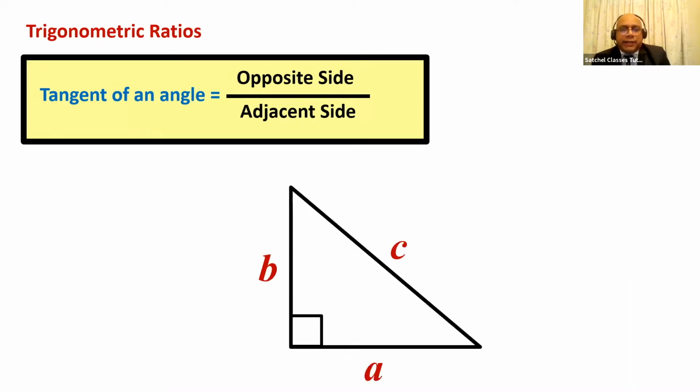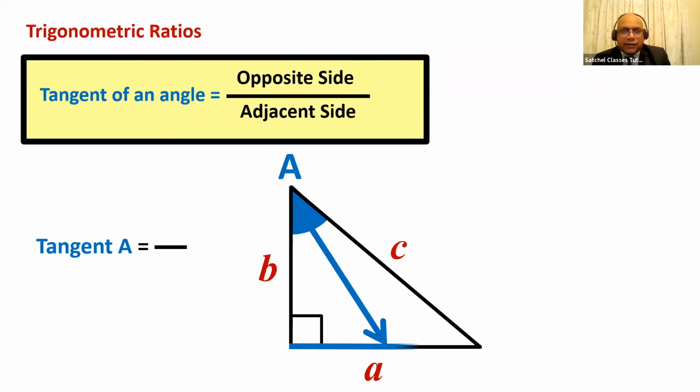Well, let's come back to the same triangle. With respect to angle A, what is tangent of angle A? The definition says it's the opposite side to A, which is small letter a, divided by the adjacent side of A, which is small letter b. Correct? So tangent of A is given by a over b.